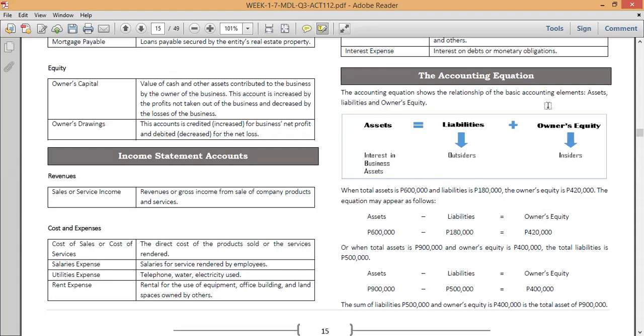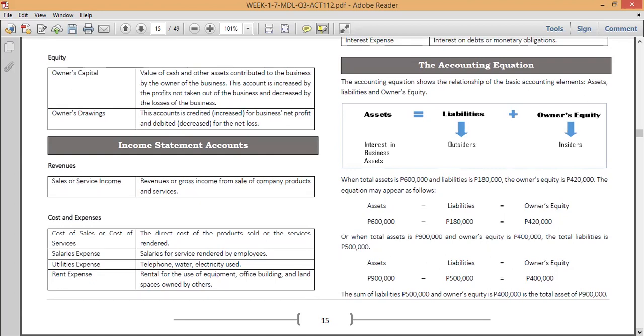Assets is equals to liabilities plus owner's equity. Kung mapapansin nyo, ito si assets, total assets natin, liabilities and owner's equity, yung sa balance sheet, 'di ba? Sabi dito, interest in business assets, then liabilities is the outsiders, and the owner's equity is the insiders. Yung mga liabilities natin, bakit siya consider as outsiders? Ito kasi yung mga outside expenses natin. Owner's equity, insider, syempre, yung capital natin, yung drawing natin as owner. Assets, ito yung mga properties na meron ka and properties na na-earn mo because of your business.